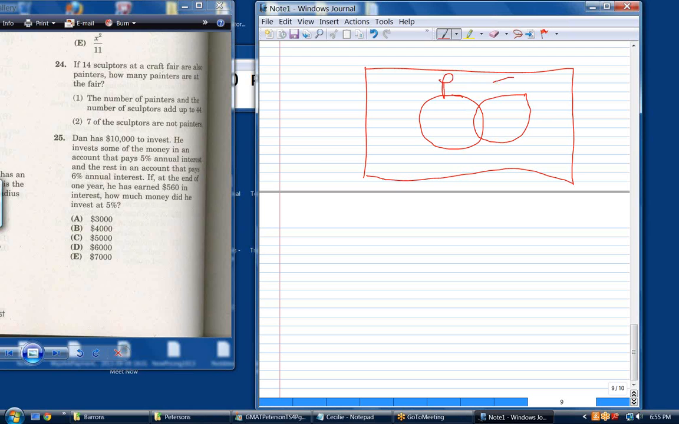We have painters and we have sculptors. And we have some people who are both. You have 14. We don't really have any that are none, so I don't need the outside box. Which is the easier one to analyze, 1 or 2? 2. Okay. So 2 tells me that 7 of the sculptors are not painters. So I know that there's exactly 7 that covers this area right here. Okay. So I know that's 7.